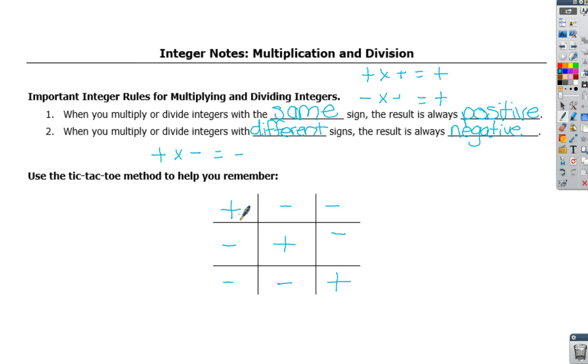And what this chart means is when you have a positive times a negative, it equals negative. If you have a negative times a positive, it equals negative. If you have a negative times a negative, it equals a positive. Or if you have a positive times a positive, it equals a positive. And we're going to use this chart to help us multiply and divide positive and negative numbers.